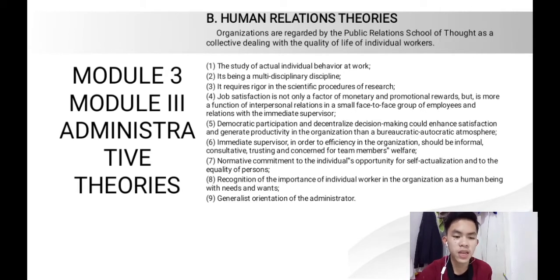Sixth, we have the immediate supervisor. In order to be efficient in the organization, the supervisor should be informal, consultative, trusting, and concerned for team members' welfare. Seventh, we have the normative commitment to the individual's opportunity for self-actualization and to equality of persons. Eighth, we have the recognition of the importance of the individual worker in the organization as a human being with needs and wants. And lastly, we have the generalist orientation of the administrator.